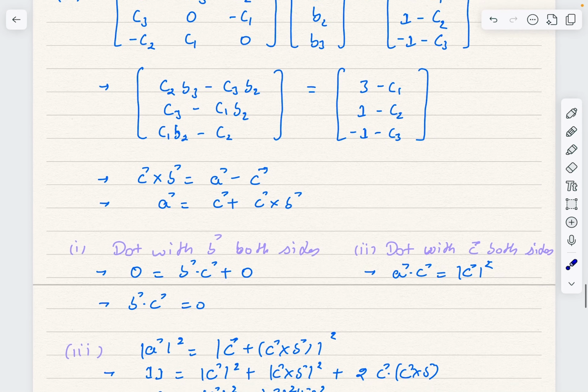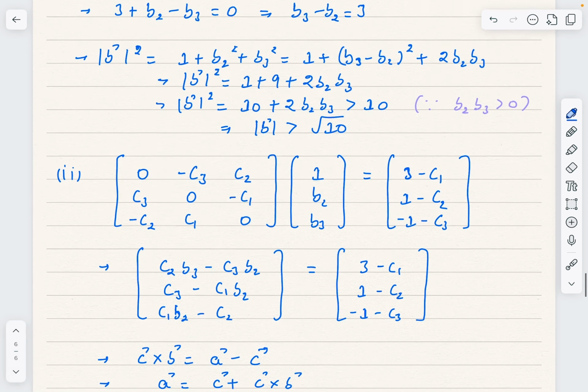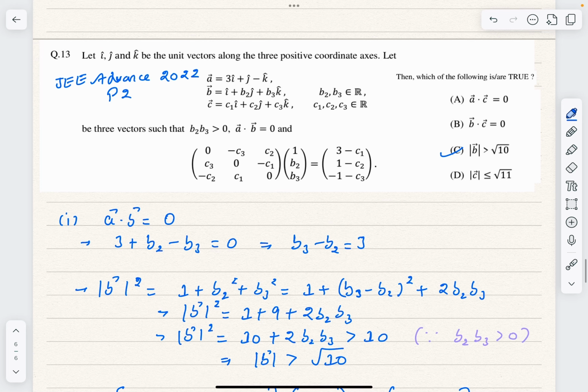Now, to find the remaining things, just dot with B on both sides. So A dot B will be 0. We get B dot C plus this, and when you dot with B, you get 0 again. So B dot C equal to 0. That means option B will also be correct.